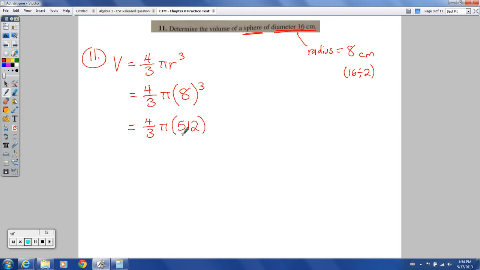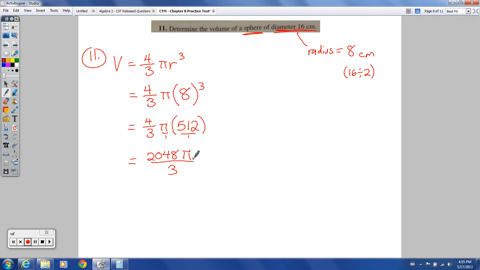I can think of this as being over 1, and I can think of pi as being over 1. I'm just multiplying all the tops together and multiplying all the bottoms together. So 4 times 512 is 2048, and I've got that times pi on the top. I've got 3 times 1 times 1 on the bottom. That's 3. Is this number divisible by 3? Well, take the digits and add them up. 8 plus 4 is 12, plus 2 more is 14. 3 does not go into 14, so 3 does not go into that either.